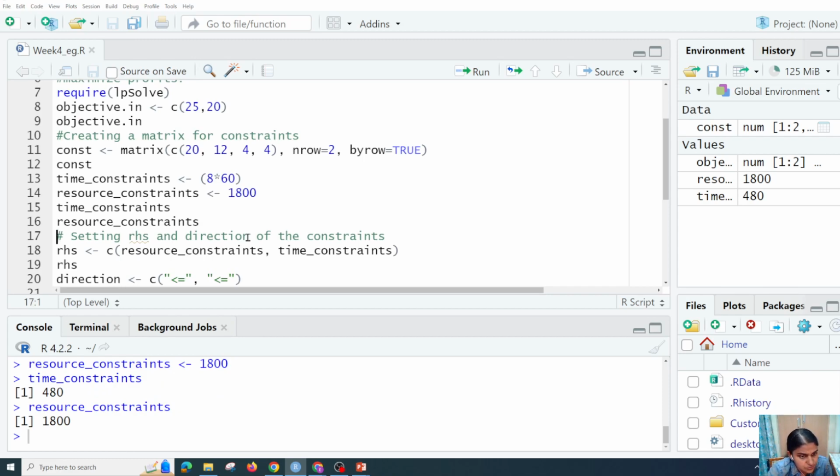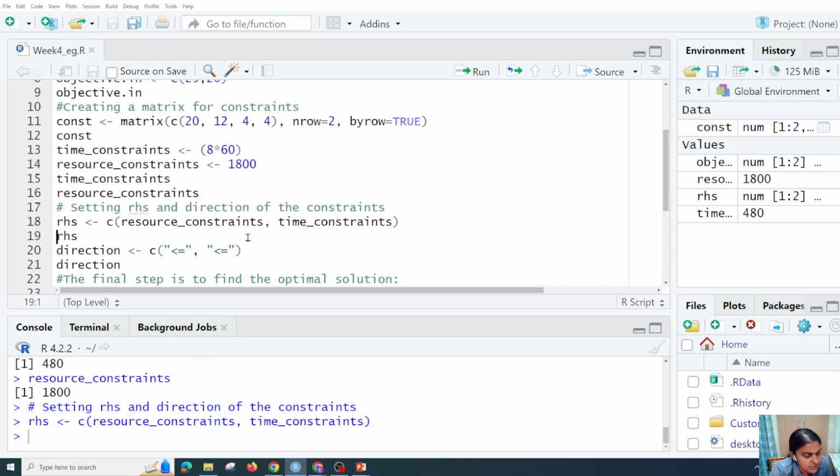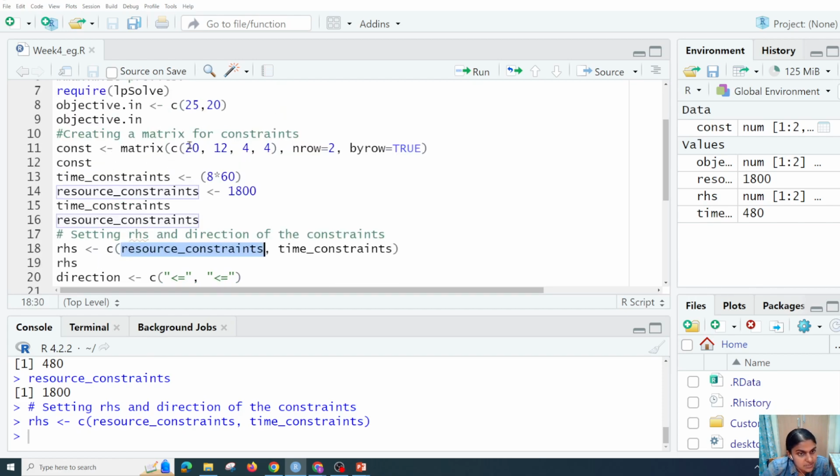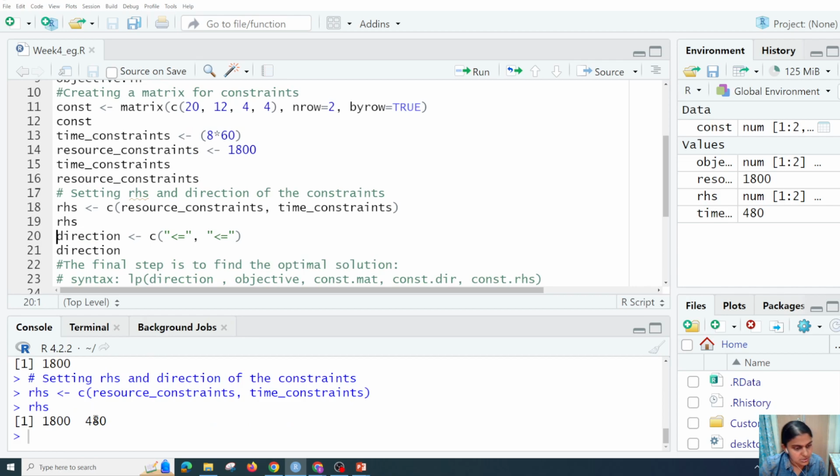Now what I have to do is set the RHS and the direction of the constraints, because it's a maximization problem. So I am defining the RHS, the right hand side, by forming a list with the resource constraint and the time constraint, right? Because our matrix is defined first for the resource constraint and then for the time constraint. That's why first I am giving the resource constraint and then the time constraint, and if I give that, the RHS looks like this, 1800 and 480.